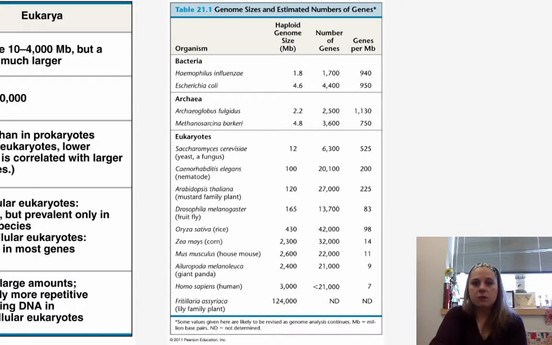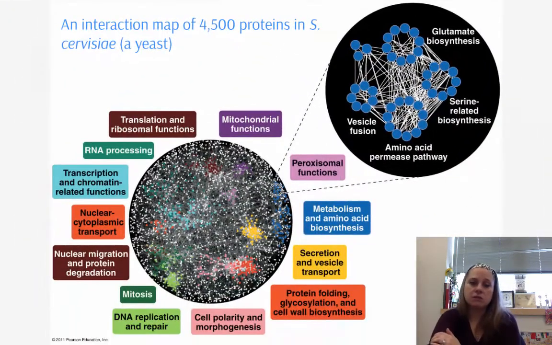You can see the haploid genome size, the number of genes that are present, and the number of genes per million base pair length. So take a second and peek. It's interesting to see the variations that do exist in genome sizes with the estimated number of genes that are there.